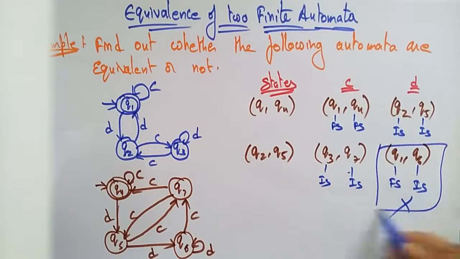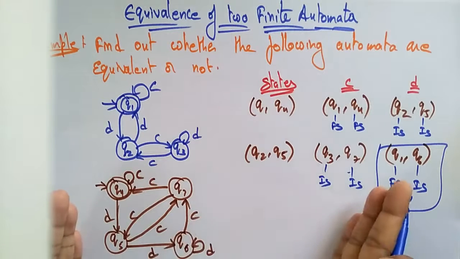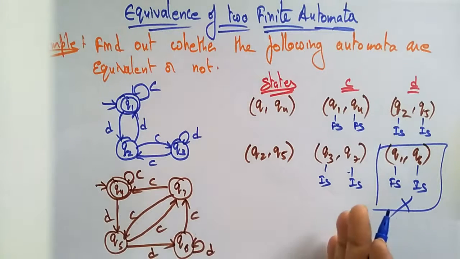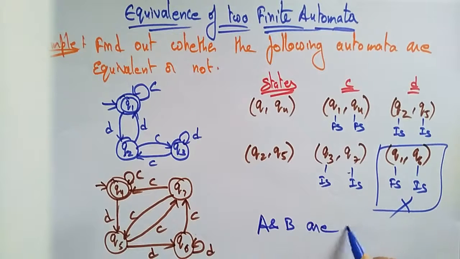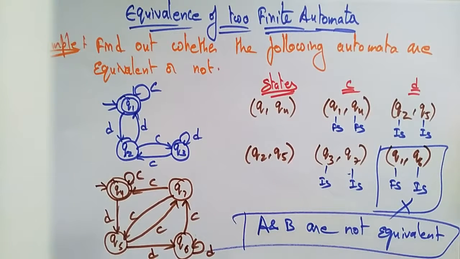This says that the given automata are not equivalent, because the pair of states should both be final states or both be intermediate states. But in this case one is a final state and the other is an intermediate state, which violates our condition. If the given pair violates the condition, then the two automata are not equivalent. So automata A and B are not equivalent, and there is no need to check the remaining pairs, because we already proved they are not equivalent.